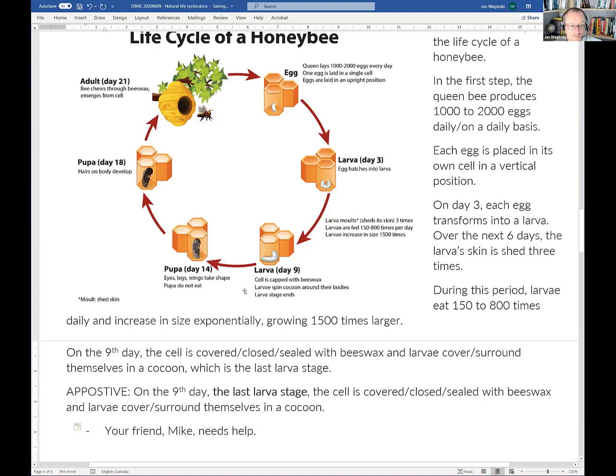Oksana. Next stage. On the 14th day, on the 14th day or on day 14? On the 14th day, the larva transforms into the pupa.